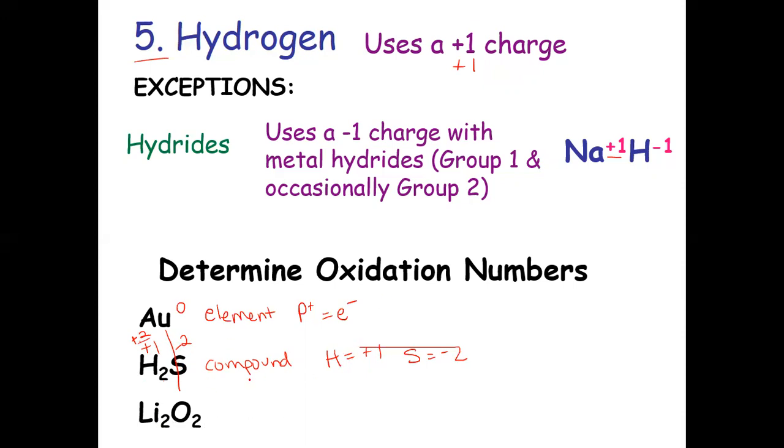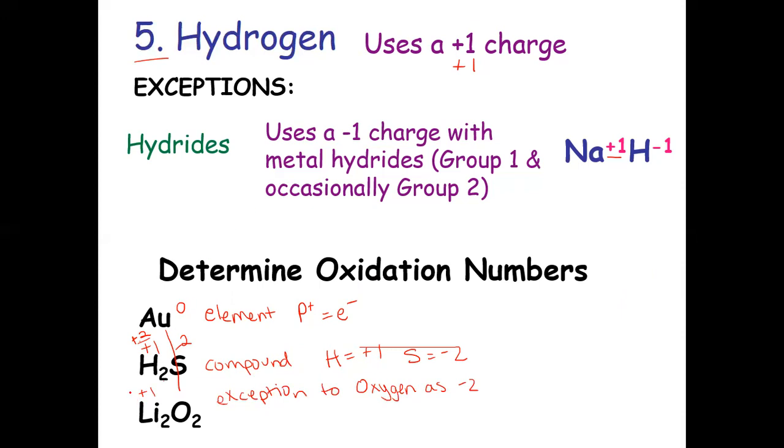Now let's look at lithium oxide here. So I go to my periodic table. Lithium is +1 because group 1 can only be a +1. Now oxygen is usually a -2, but this is one of our exceptions to oxygen being -2. So this is going to be an exception to oxygen, because lithium is in group 1 and group 1 is always +1.